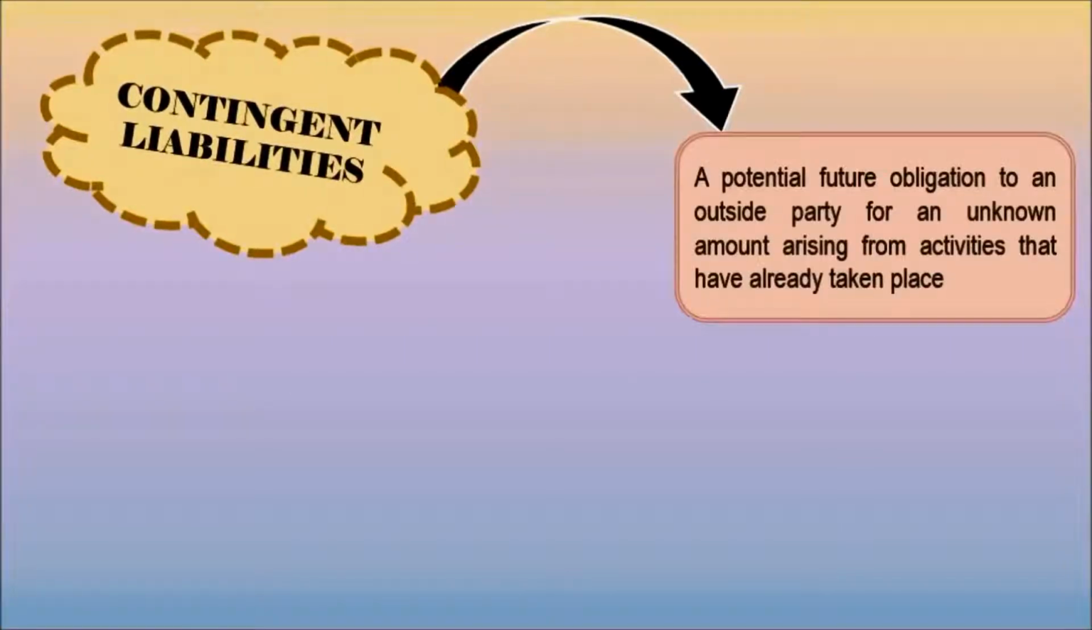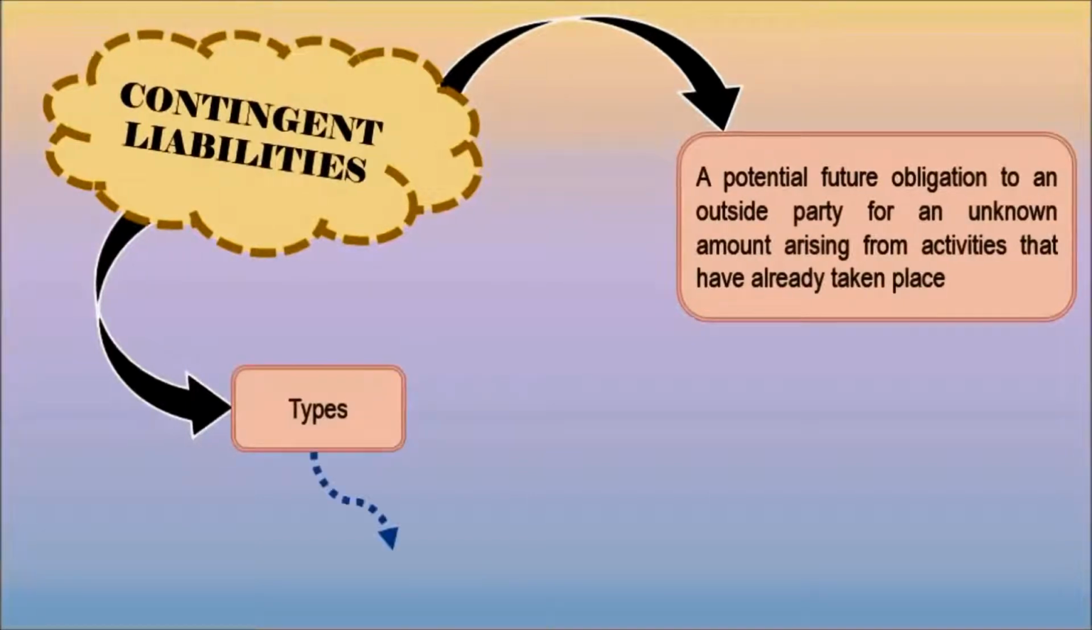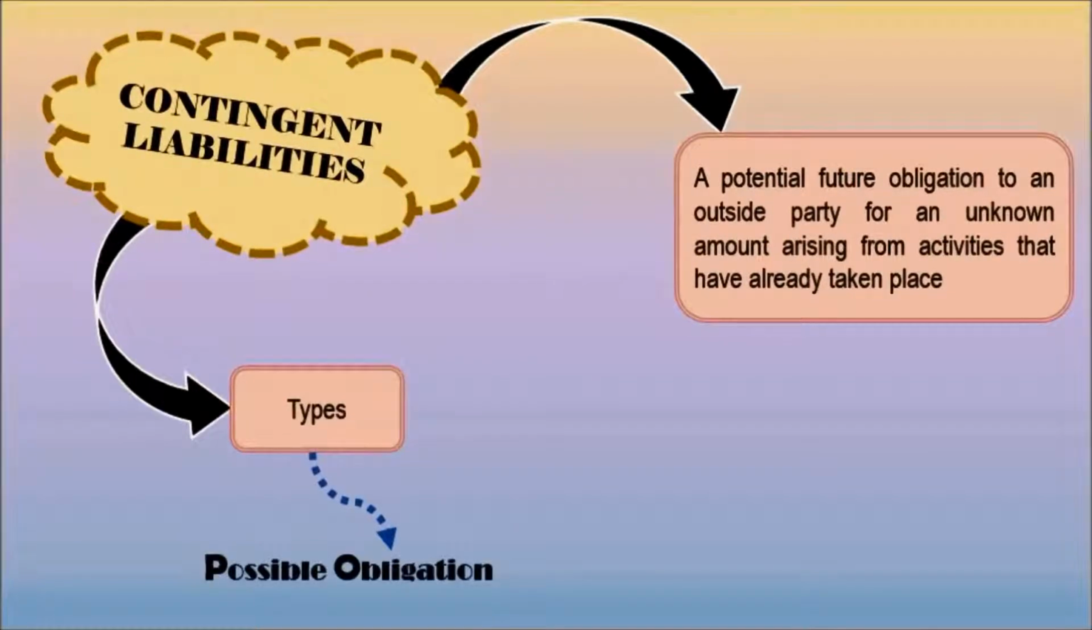Okay, now we will discuss the contingent liabilities and the commitment. What is a contingent liability? A contingent liability is a potential future obligation to an outside party for an unknown amount arising from activities that have already taken place. There are 2 types of contingent liability. First is possible obligation. A possible obligation arises from a past event and its existence will be confirmed by some uncertain future events which are not within the company's control.